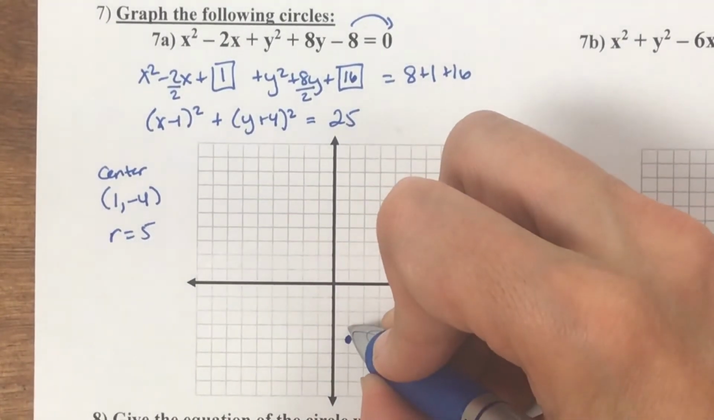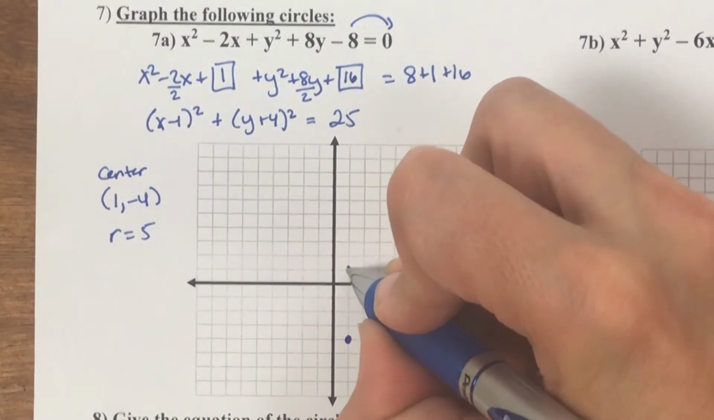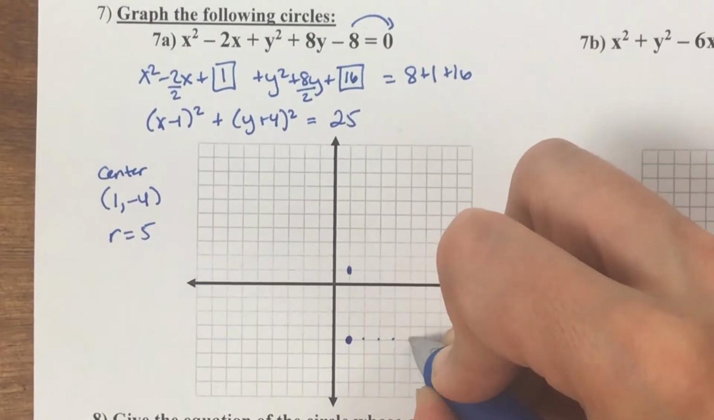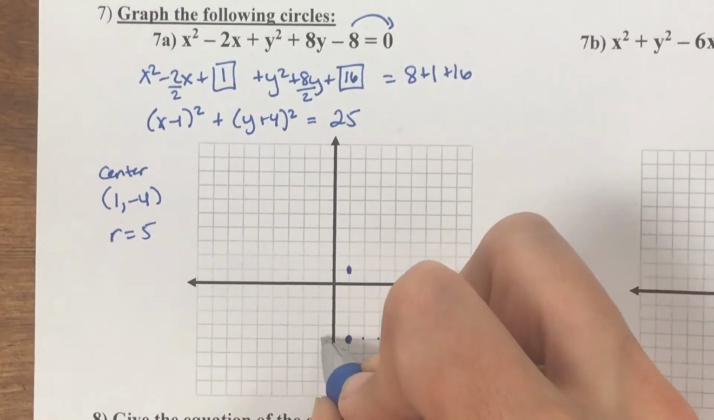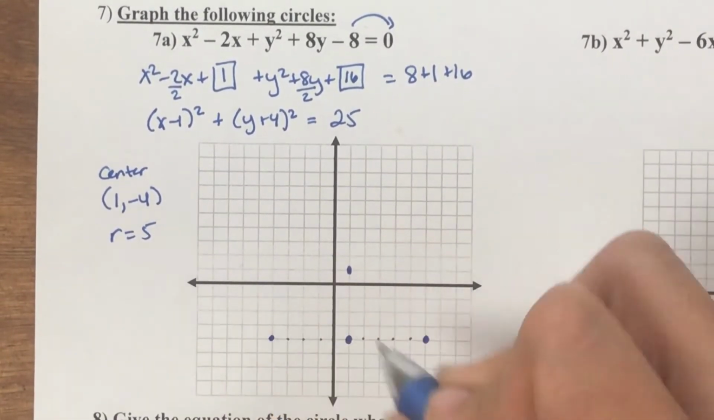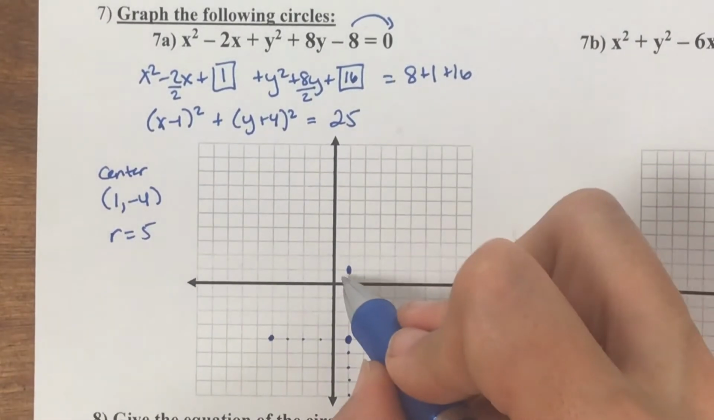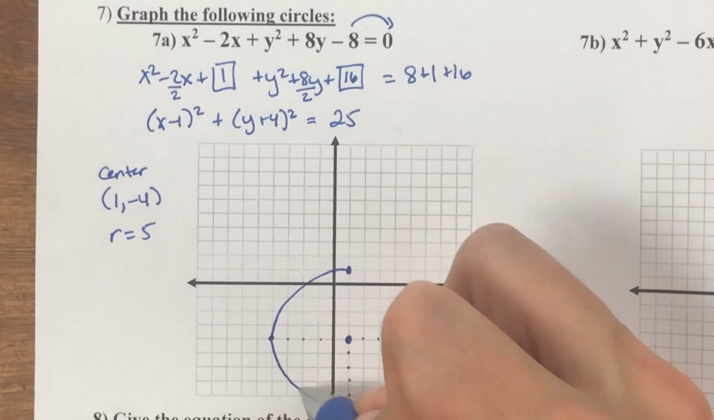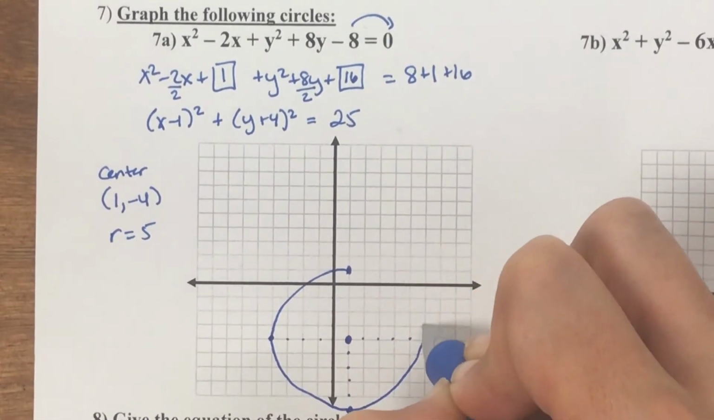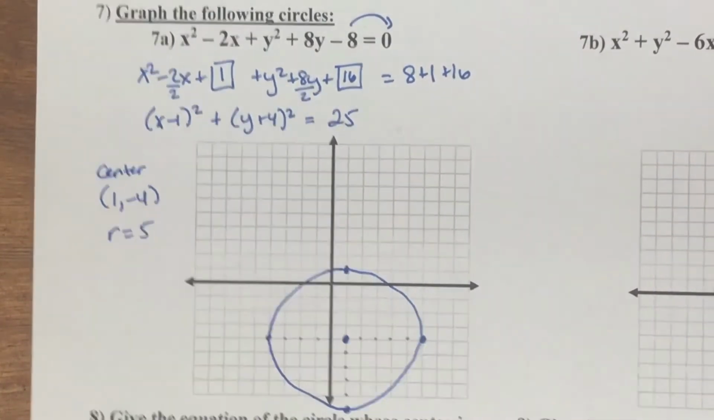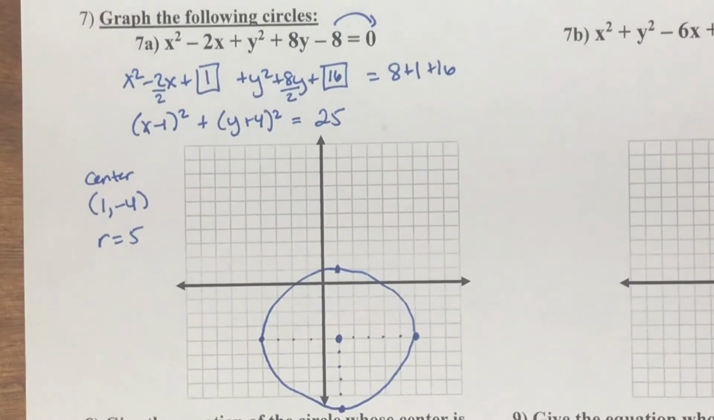My radius is 5, so I'm going to go up 5: 1, 2, 3, 4, 5, over 1, 2, 3, 4, 5, left 1, 2, 3, 4, 5, and down 1, 2, 3, 4, 5. Almost made it. And then we do our best to connect those as what looks sort of like a circle there. So now you can go ahead and try 7B on your own.